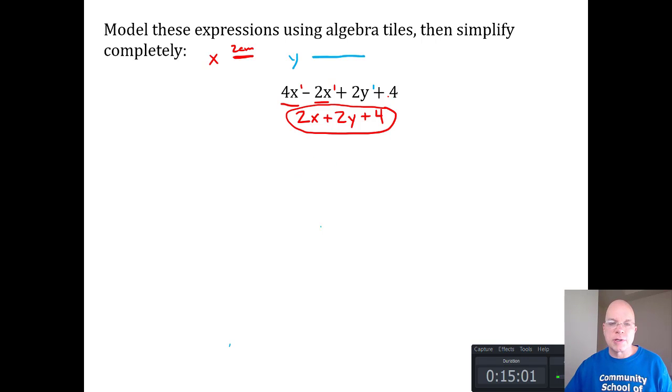When you're doing a problem like this, considering a variable expression and combining like terms, you go from the unsimplified version to the simplified version, and your answer is just the simplest form. If you had written it, of course we know we can associate, so if you had written it 2y plus 2x plus 4, that is of course equivalent.